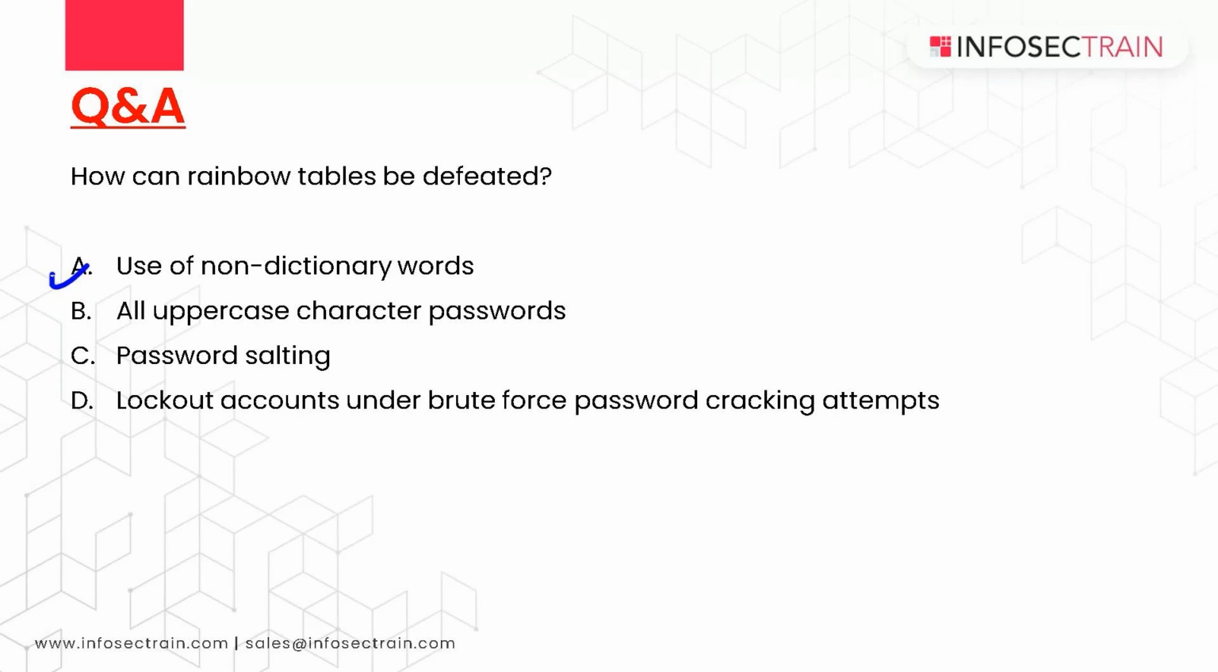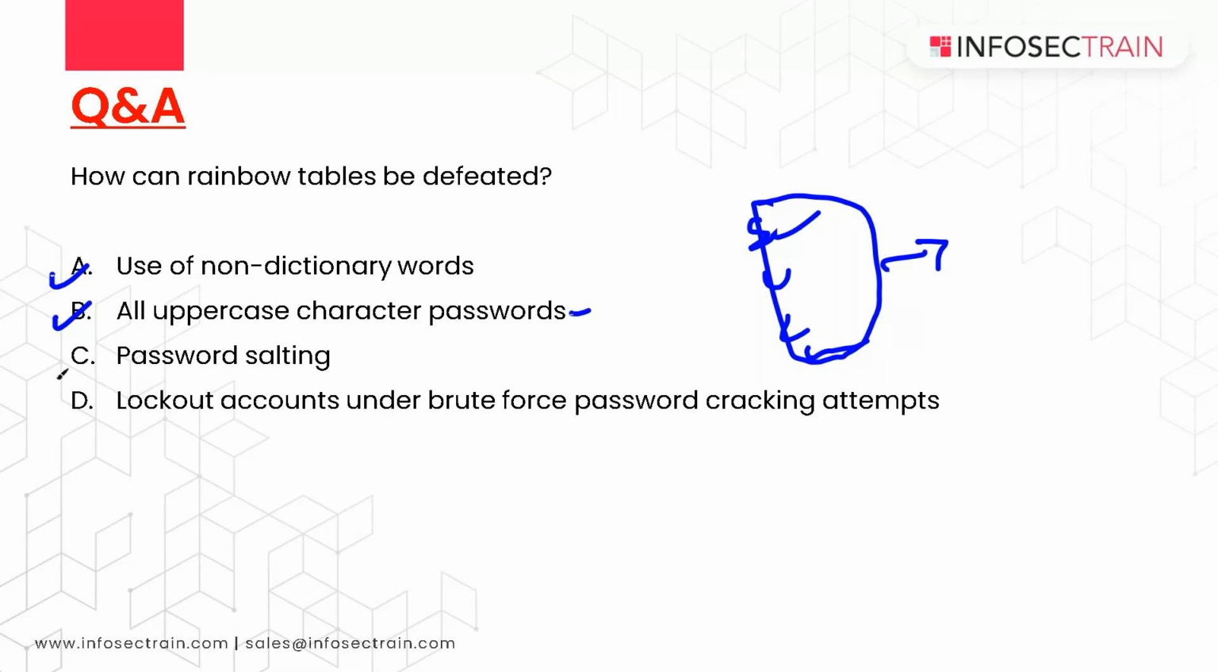Then after this we have option B, all uppercase characters password. When we are talking about these all uppercase character passwords, as we were previously discussing, inside our rainbow table we will have all sorts of combinations. It will contain the special characters, the uppercase, the lowercase, the numerics, and many more, and by doing that it will be creating some guessable username and password. So over there it can also be cracked.